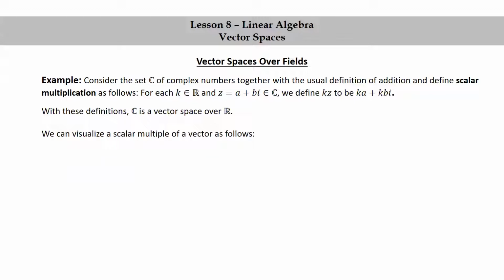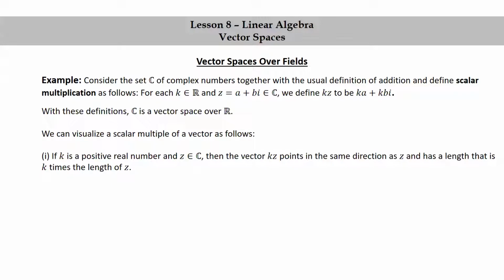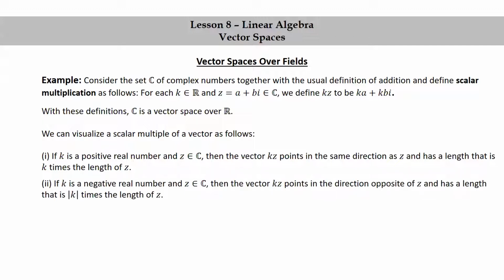We can visualize a scalar multiple of a vector as follows. First, if k is a positive real number and z is a complex number, then the vector kz points in the same direction as z and has a length that is k times the length of z. And second, if k is a negative real number and z is a complex number, then the vector kz points in the direction opposite of z and has a length that is the absolute value of k times the length of z. Finally, if k is equal to 0 and z is a complex number, then kz is a point.